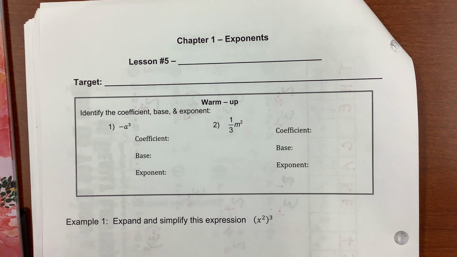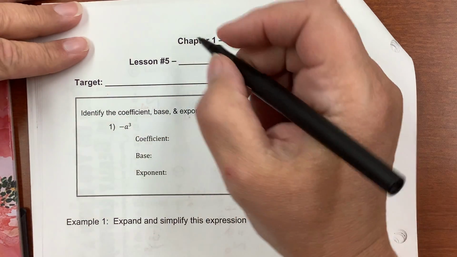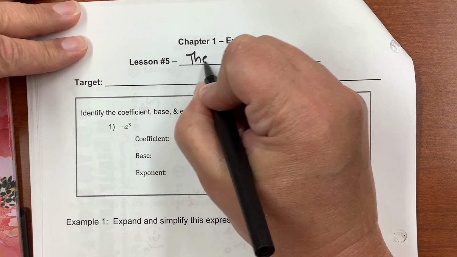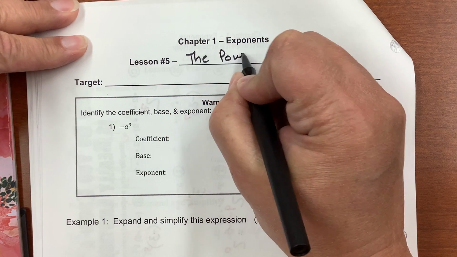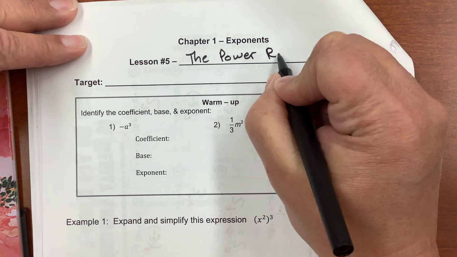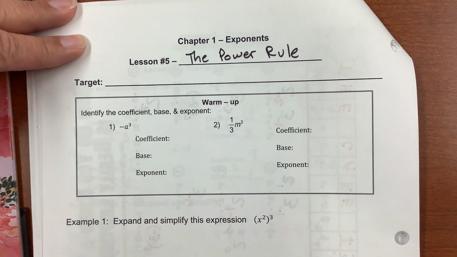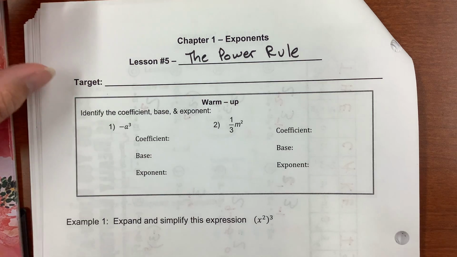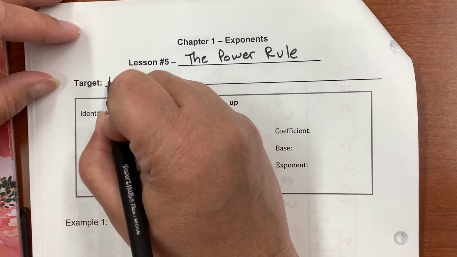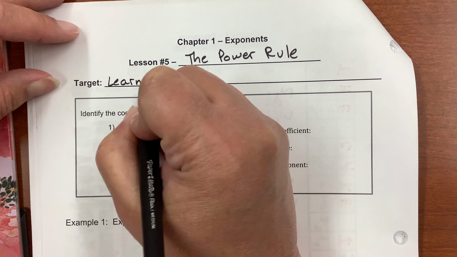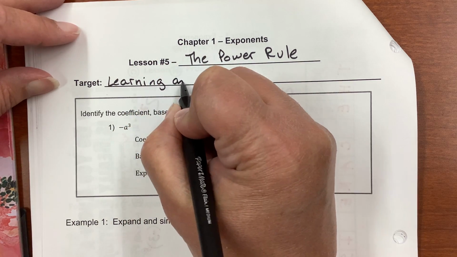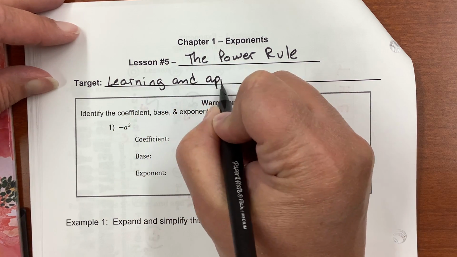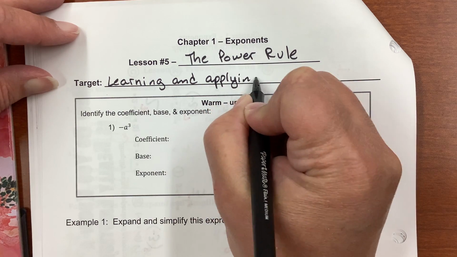Bono. Chapter 1, Exponents. We are starting today with the power rule. I love the title, Power. Because it has so much power. All right, so the target today is to learn the power rule of exponents and apply it. So what are we doing here today? We are learning and applying the power rule.